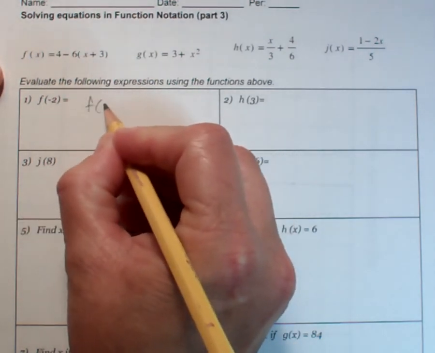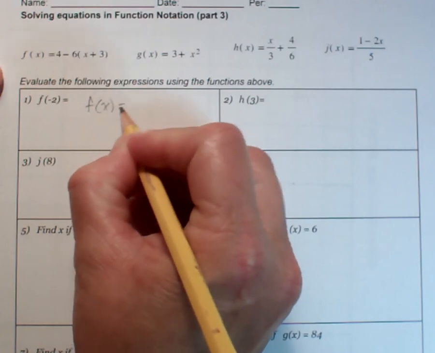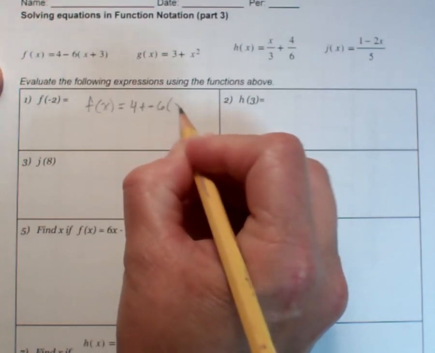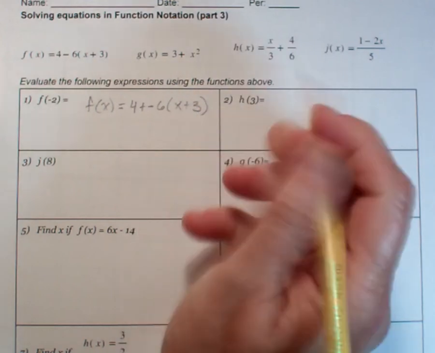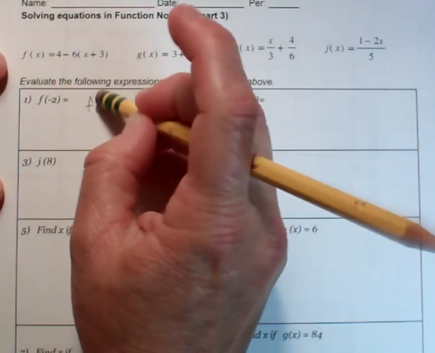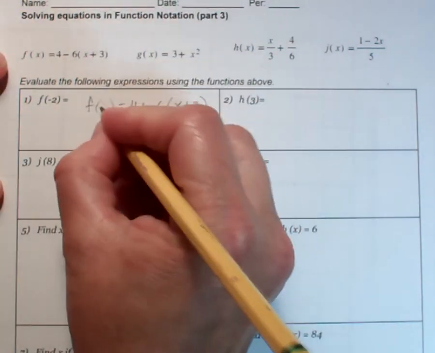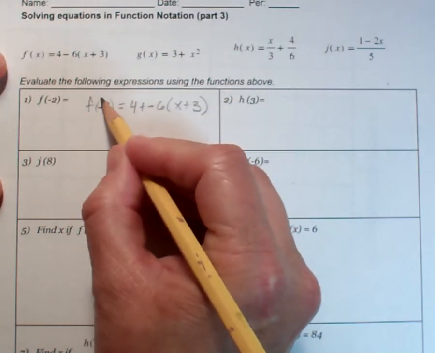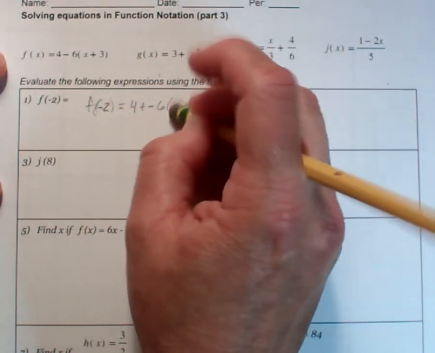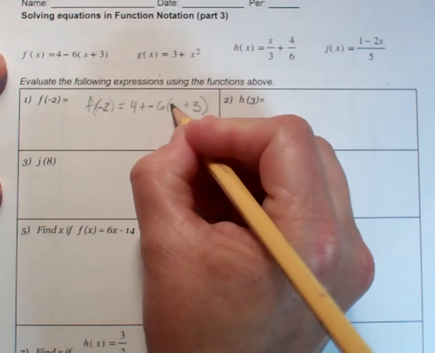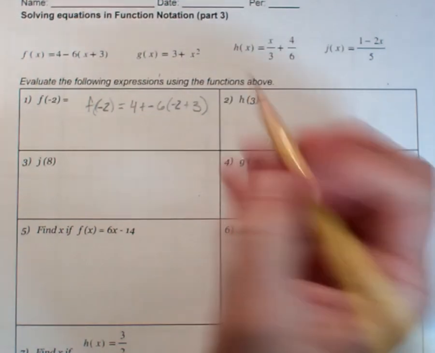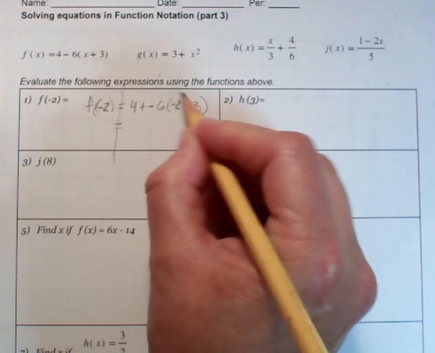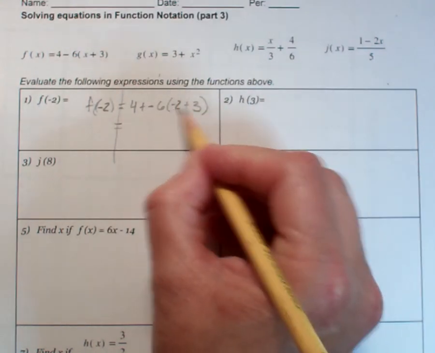And it's f of x is equal to 4, I'm going to change minus 6 to plus a negative 6 times the quantity x plus 3. And then I'm going to substitute a negative 2 for x here. So f of negative 2, which means I'm going to substitute a negative 2 for x here. Right? And then I'm just going to simplify this side. So I could use the distributive property, but negative 2 plus 3 is 1.